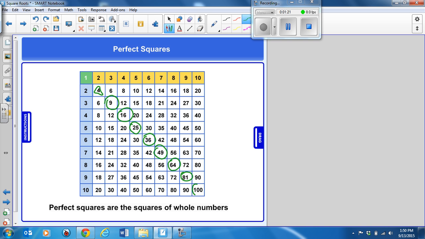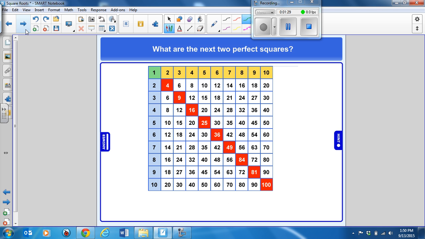10 squared is 100. Now this only goes up to 10 times 10, but we have to know all the way up to 20 times 20. So here it is shaded in for you. If you have your multiplication chart in front of you, what I'd like you to do is go ahead and pause the video here and then shade in all of your perfect squares on your multiplication chart.